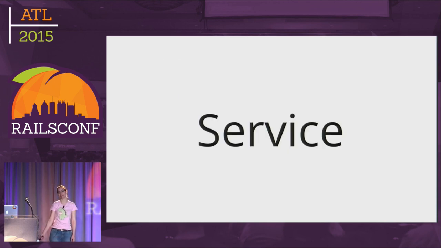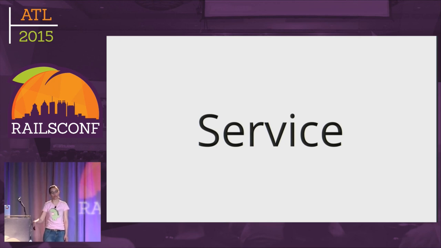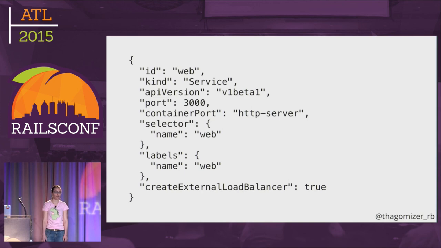If I want to be able to access this set of pods with a replication controller, I need to have a service. Here's the service definition. I've got a selector saying anything that's named web is in this service. And I'm doing some port mapping again, specifically putting it on port 3000.